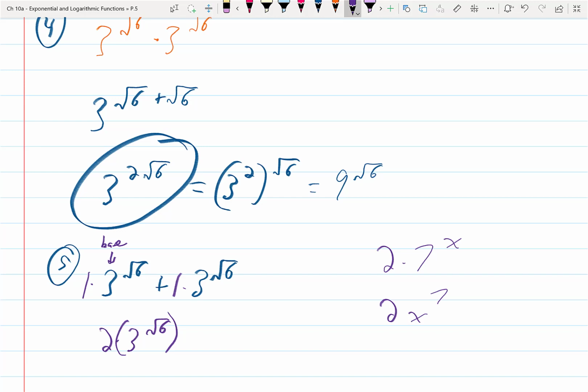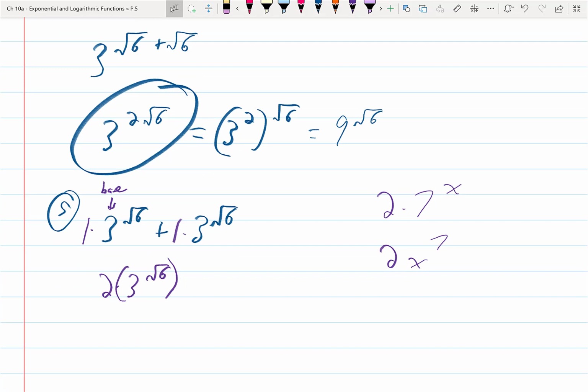Yes, Noah? Why can't you do anything with the exponent? Like why does it just say root 6? Well, what would you do? I just thought that I guess it's when you're multiplying. Yep, it's when you're multiplying. When you're adding, again, x squared plus x squared gives me 2x squareds, because 1x squared plus 1x squared is 2x squareds. So 1 3 to the root 6 plus 1 3 to the root 6 gives me 2 3 to the root 6.